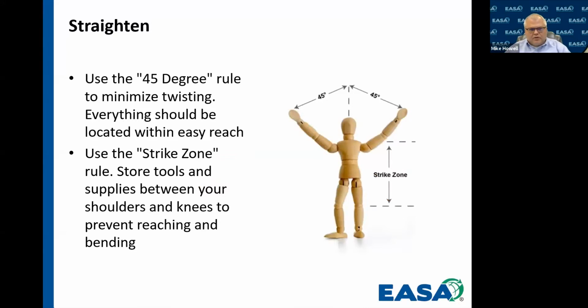When we're storing items, we want to use this 45-degree rule. The idea here is we don't want folks hurting themselves trying to get things that they use on a regular basis. This minimizes twisting. Everything we use should be easily within reach. The strike zone rule that you see here, with the reference to baseball or softball, is storing tools and supplies between shoulders and knees, which minimizes reaching and bending. It's just a lot better ergonomically to help people when they're working with these items on a daily basis.